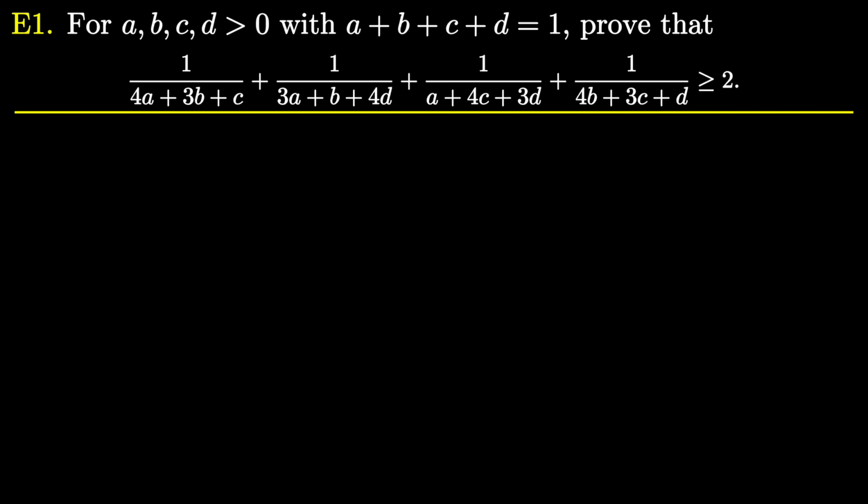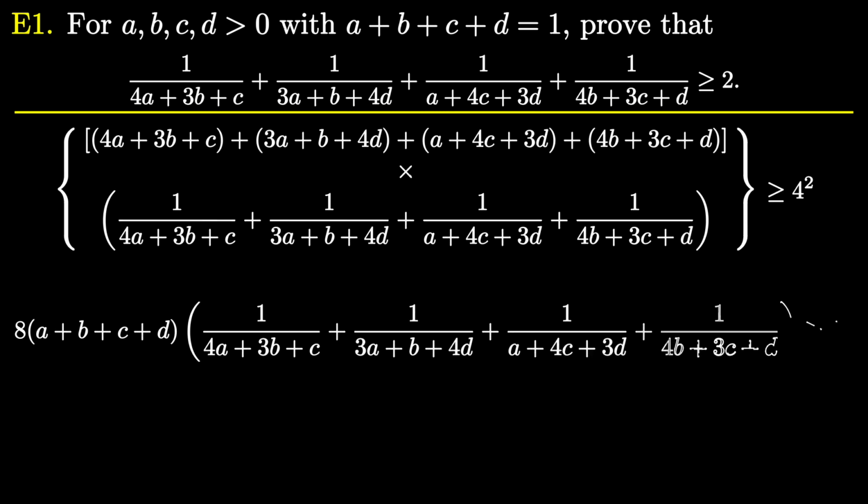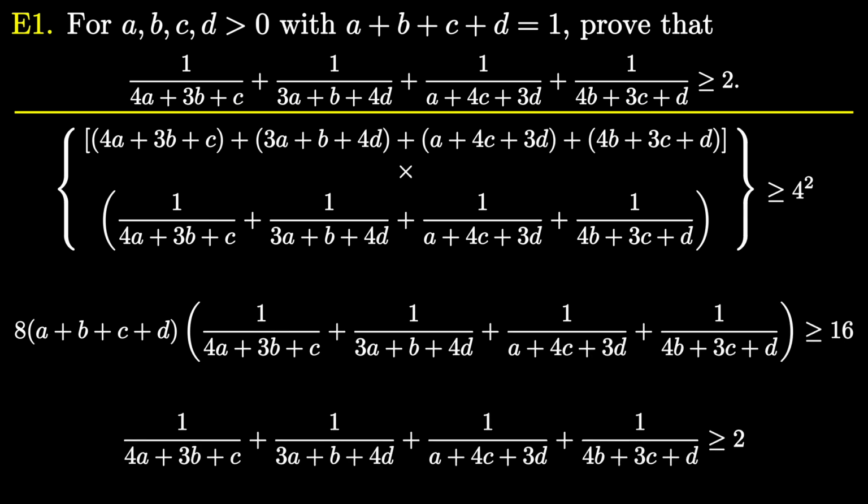So we apply AM-HM inequality on 4 numbers that are the denominators of the given ratios, and we get (a plus b plus c plus d) into the sum of the 4 given ratios is greater than or equal to 16, and after we use a plus b plus c plus d equal to 1, we get the required inequality. This completes the solution.